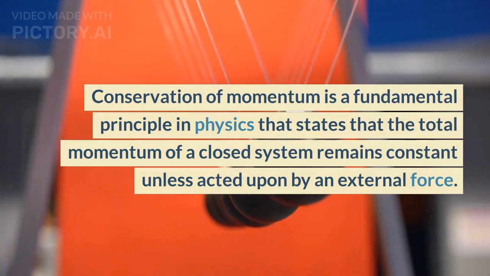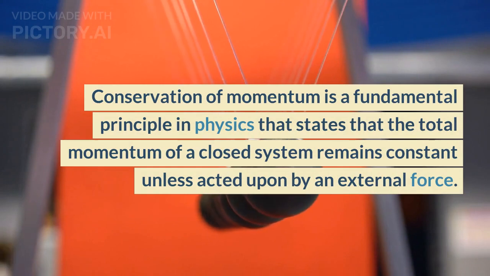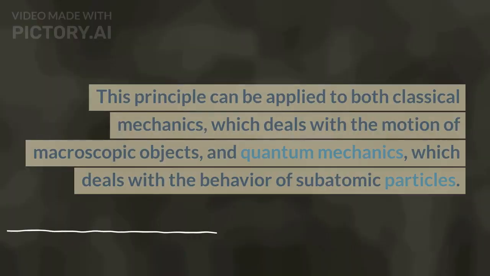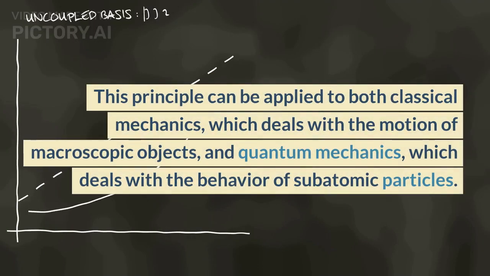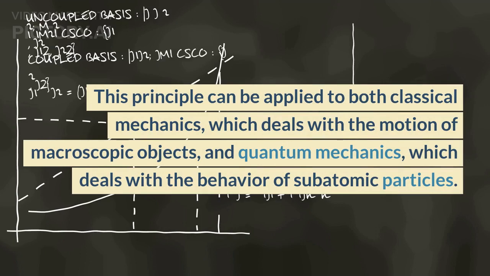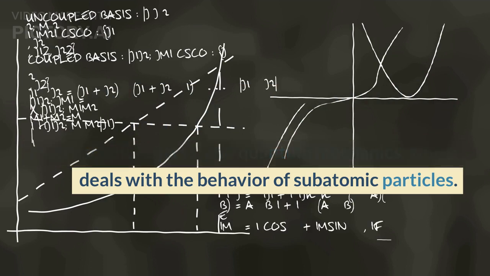Conservation of momentum is a fundamental principle in physics that states that the total momentum of a closed system remains constant unless acted upon by an external force. This principle can be applied to both classical mechanics, which deals with the motion of macroscopic objects, and quantum mechanics, which deals with the behavior of subatomic particles.